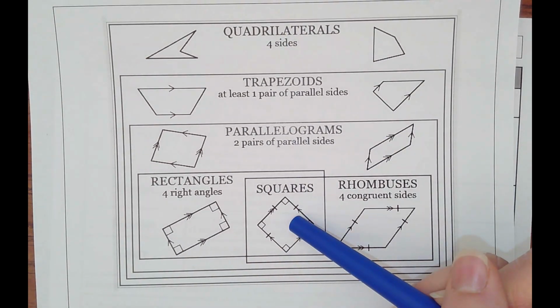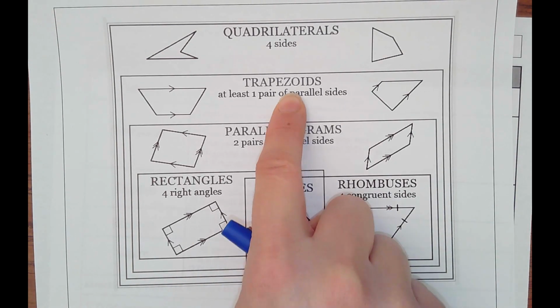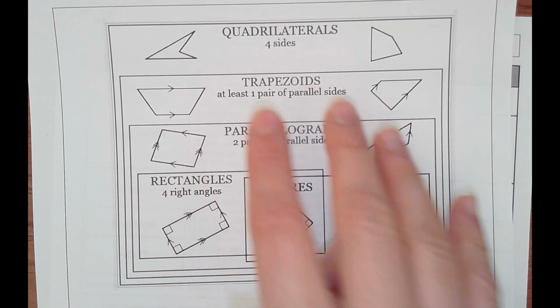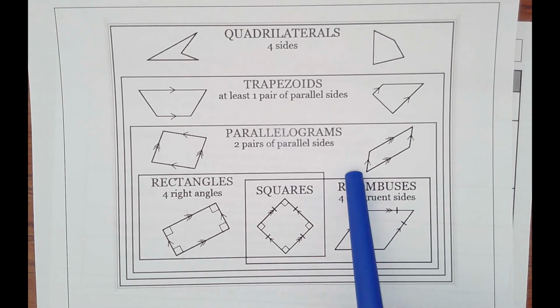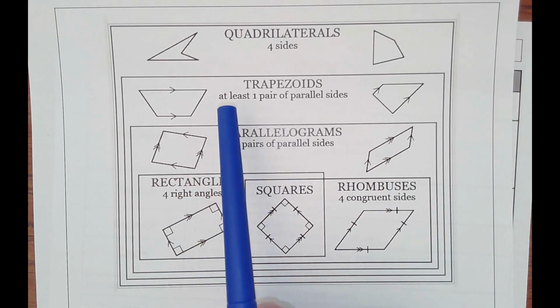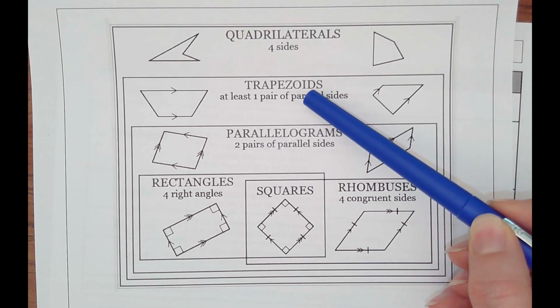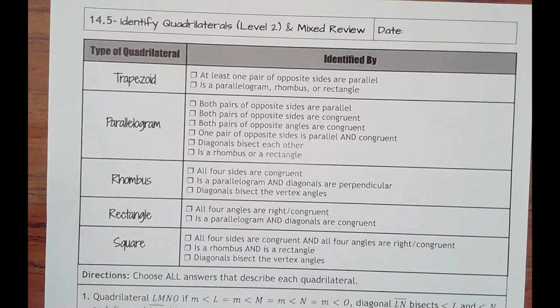something is a square, it's also a rhombus, it's also a rectangle, it's also a parallelogram, trapezoid, all the way up. If something's a rhombus, it's not a square or rectangle, but it's everything above it, parallelogram and a trapezoid. And if something's a rectangle, same thing, it's everything above it. If something's a parallelogram, it's also a trapezoid. And trapezoid is only a trapezoid in this case.